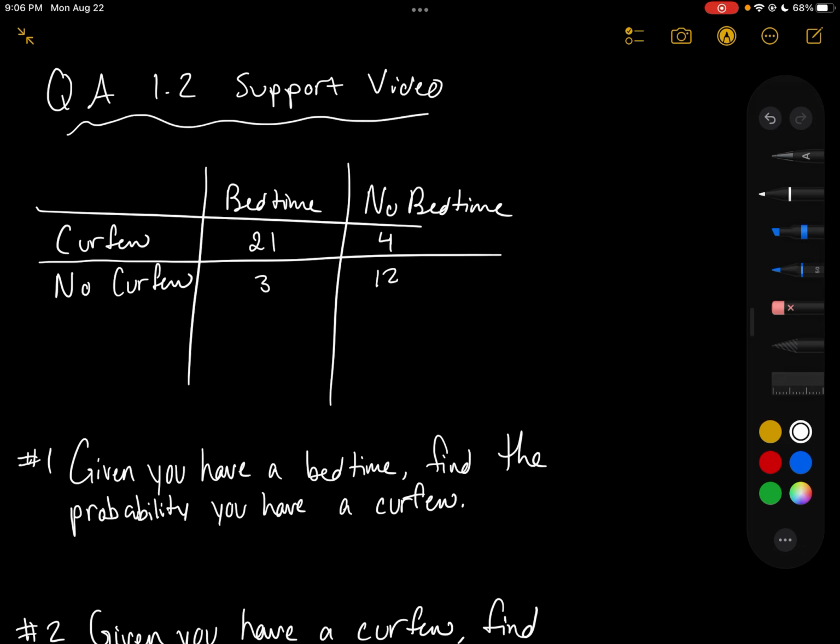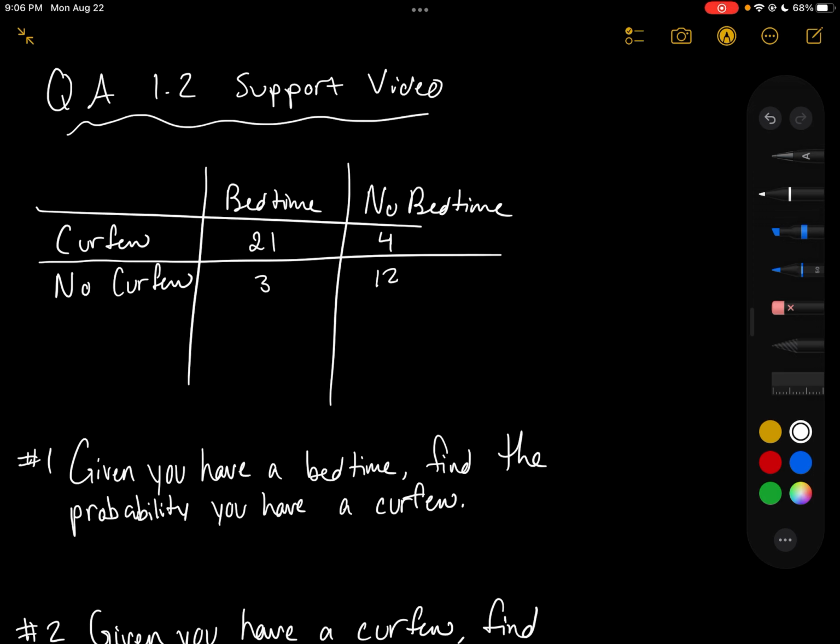So we're going to start off by taking a look at our two-way frequency table. So we are looking at a sample of students that we asked about whether or not they have a set bedtime and whether or not they have a set curfew. So two different questions, and we're showing these two different pieces of information on the same table.